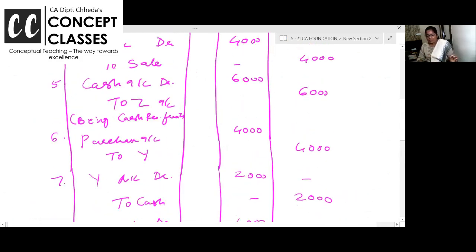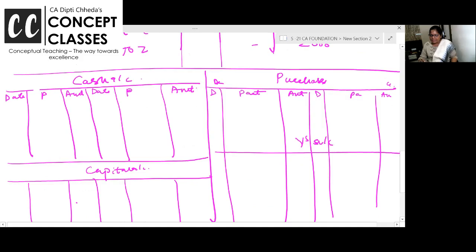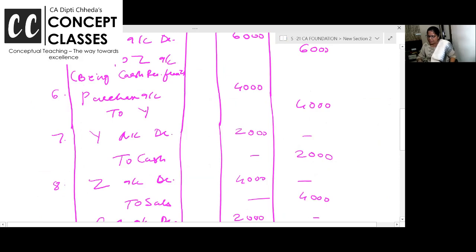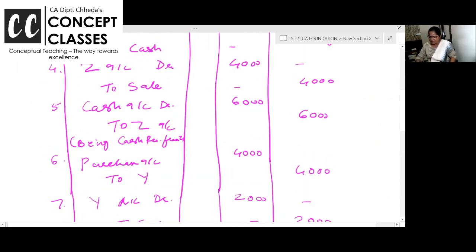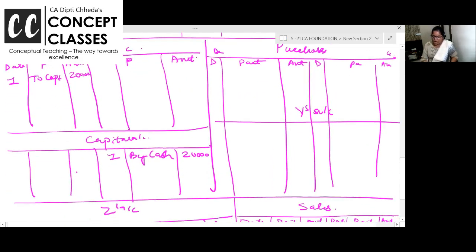Once again, what is the first entry? Started the business with capital. Keep your textbook in front of you. Started the business with cash. So cash account debit. When you debit the cash account, what will you write on the debit side? To capital. And in capital's credit side, what will you write? By cash. Now, is it clear? Did you understand what posting is? Take time, look at the screen. This is your first journal entry, cash to capital. Now come: cash account debit side, to capital, and capital's credit side, by cash. Opposite view, right.